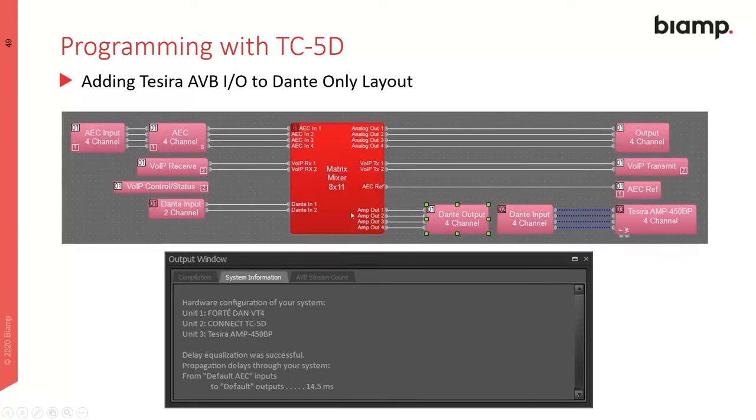So to make sure to send the audio from the Forte DAN, we need to send it over the Dante network. Go to the Dante controller, assign the flows between unit 1, which is the Tesira Forte DAN, and unit 2, which is the TC5D, and assign them both together to make sure that the audio is bridged from AVB into Dante, then back to the AVB to the amplifier.